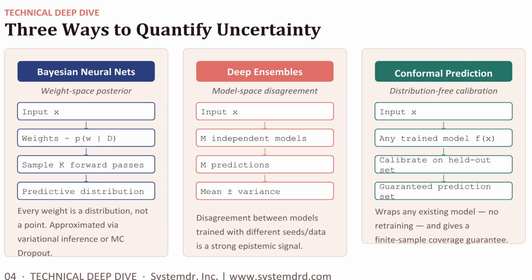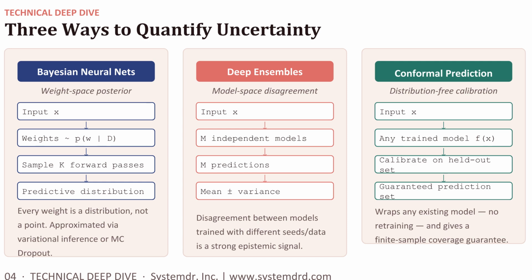And this one is qualitatively different because it doesn't touch model internals at all. Given any trained model and a held-out calibration set, conformal methods produce a prediction set with a provable, finite sample coverage guarantee. Something like the true label is in this set at least 90% of the time, without any assumptions about the data's distribution.